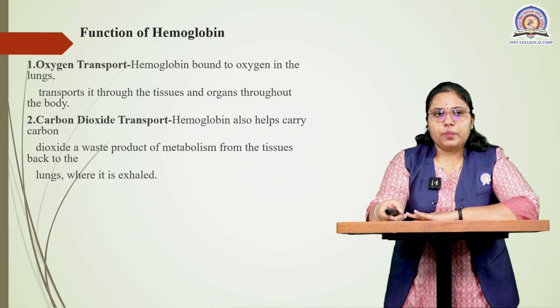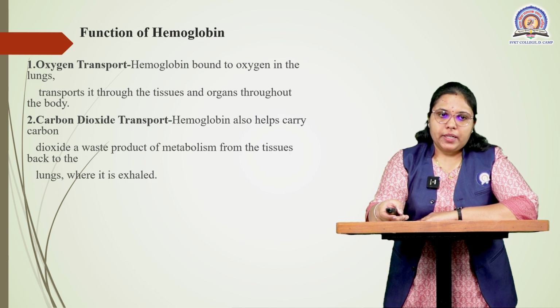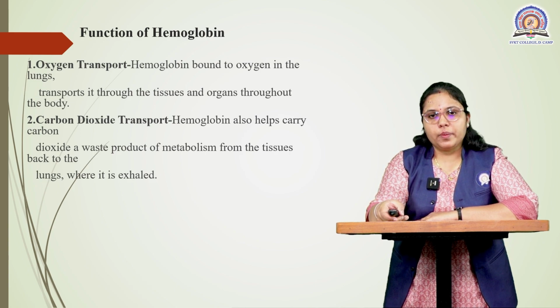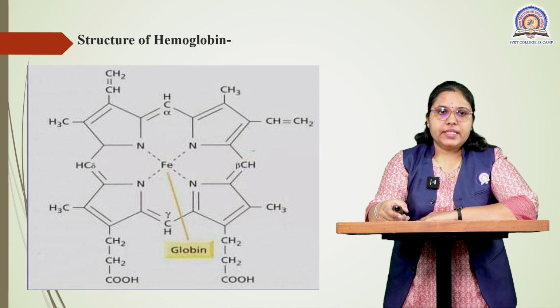Function of hemoglobin. First, we know the important function of hemoglobin, that is oxygen transport. Hemoglobin bound to oxygen in the lungs transports it through the tissues and organs throughout the body. Then carbon dioxide transportation. Hemoglobin also helps to carry carbon dioxide, a waste product of metabolism, from the tissues back to the lungs where it is exhaled. This is the structure of hemoglobin.